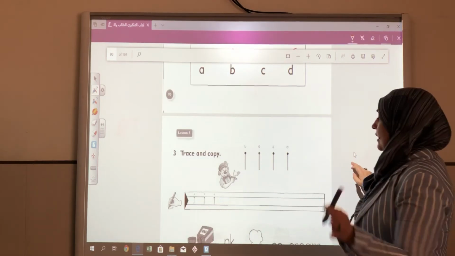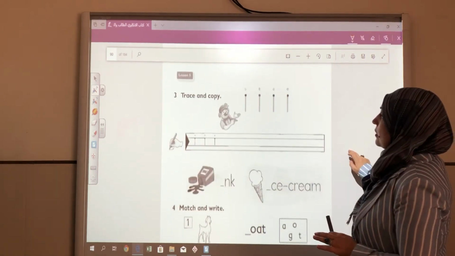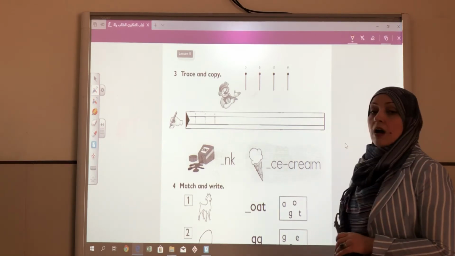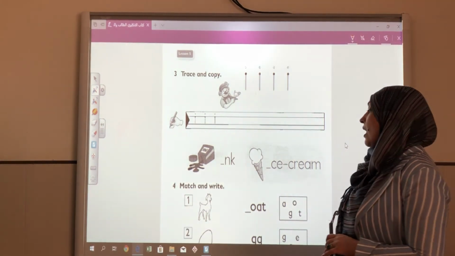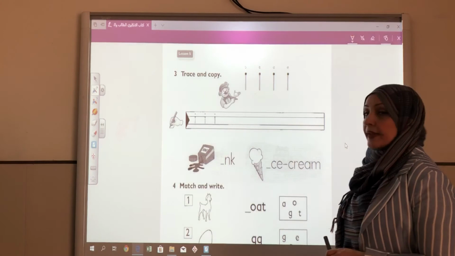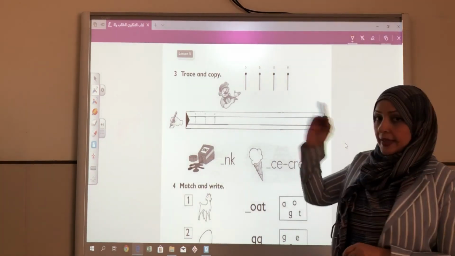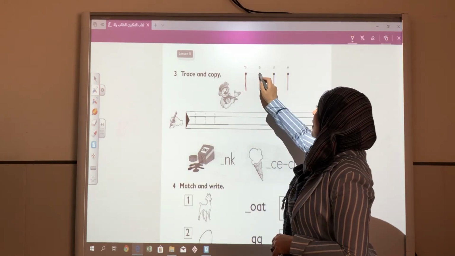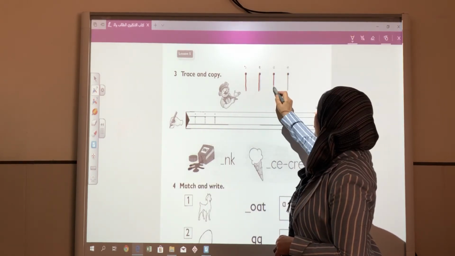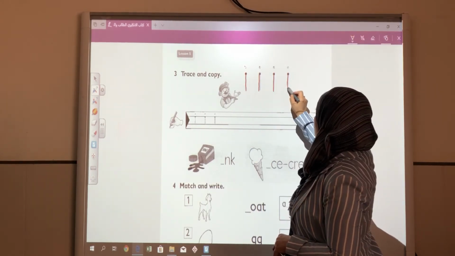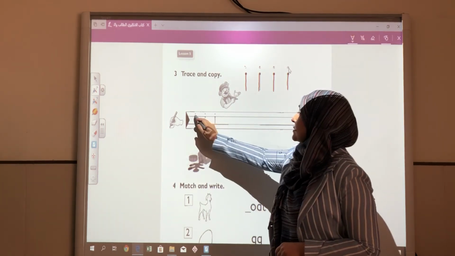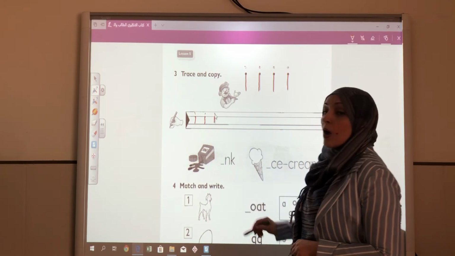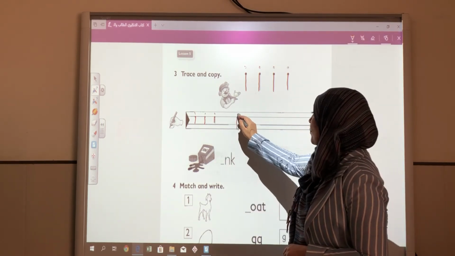It's on the front. It's letter I. I eat ice cream. I eat ink. I eat insect. Again, trace from the dot. Don't forget the dot. Again, trace. Now copy.